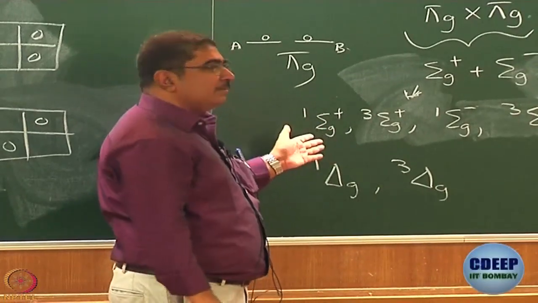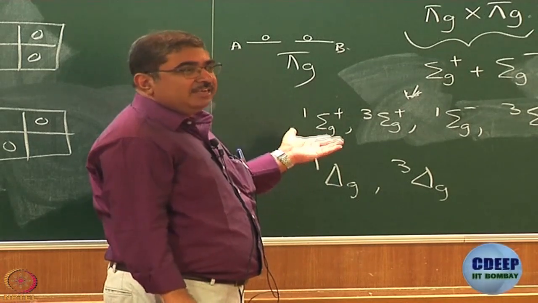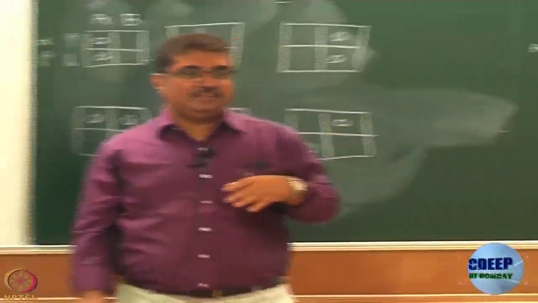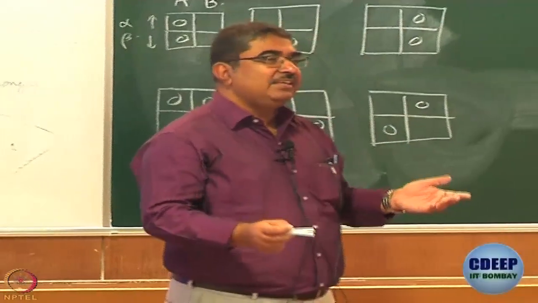Now, which of these space parts are symmetric, which are antisymmetric? Sigma G plus, is it symmetric or antisymmetric? Sigma G plus is totally symmetric representation, right?